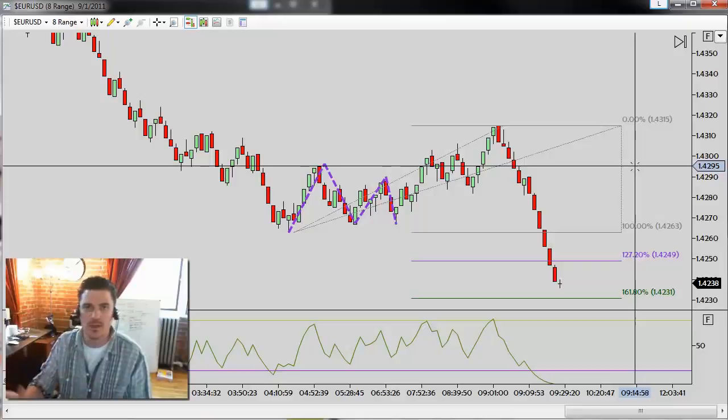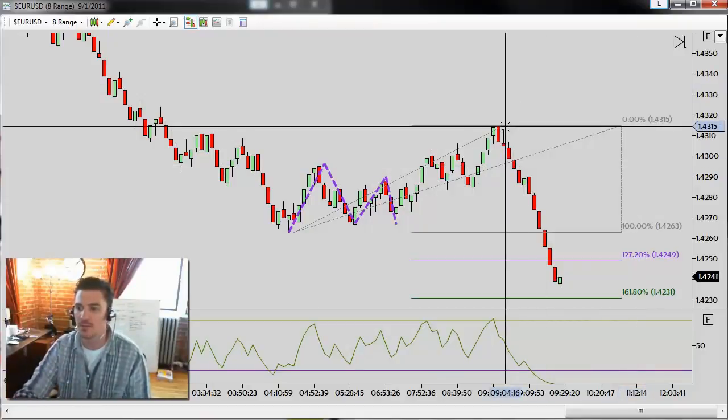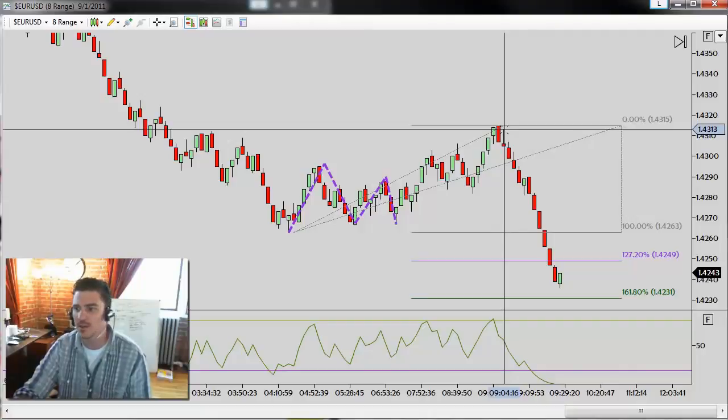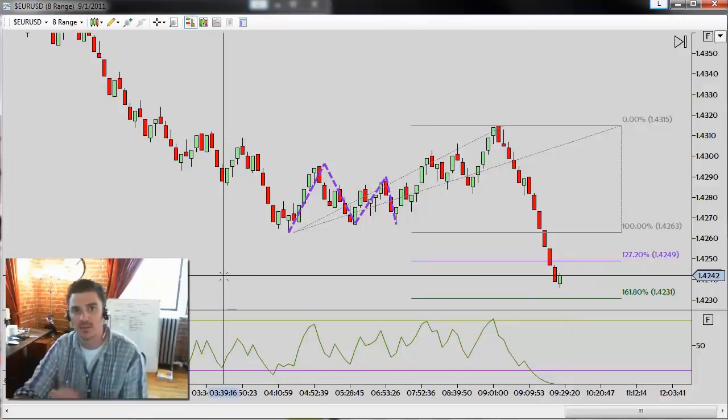And guys, we could run back through it again, but I'm not going to bother. The market came within a couple of pips of that Fibonacci extension we identified, and then rolled over like a waterfall. And we see this happen time and time again.